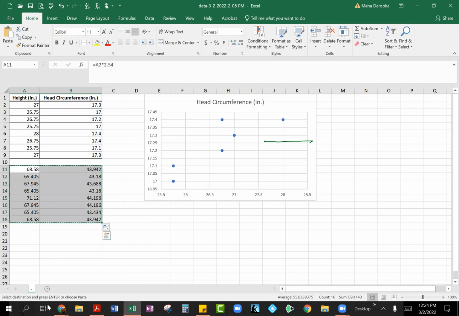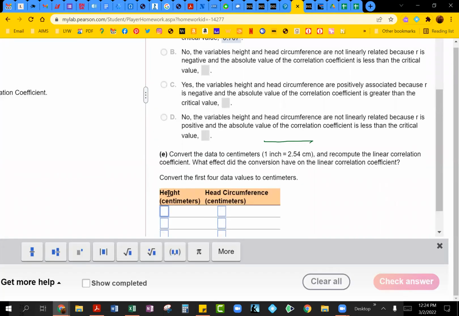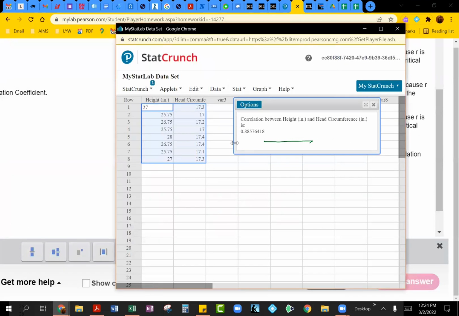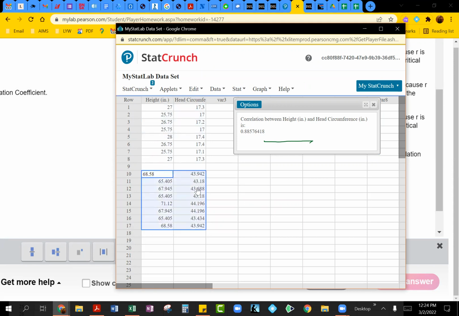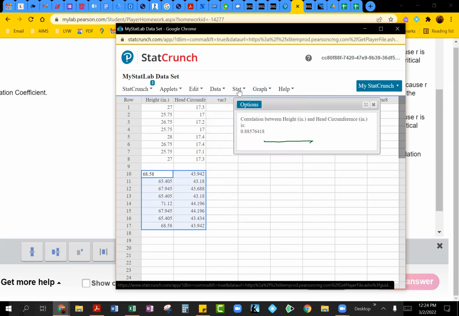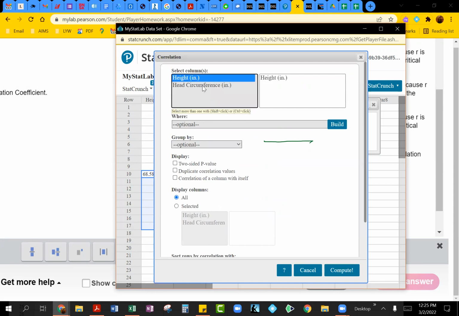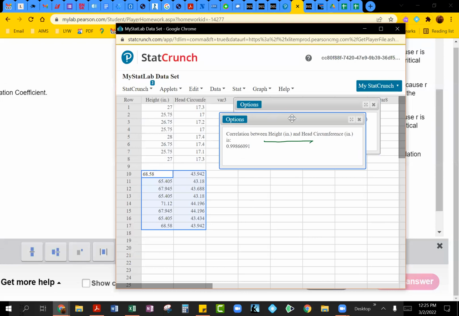Okay, so this is now in centimeters. I'm not sure if it will let us copy and paste this over here. You might have to do it individually. And then I bring that data over here to StatCrunch and just repeat. For the correlation coefficient, again, go under Stats, Summary Stats, and Correlation. Remember, use the control key to select both of these and click on compute.